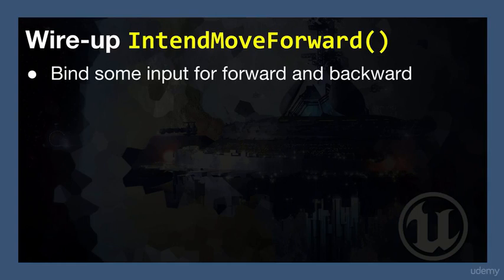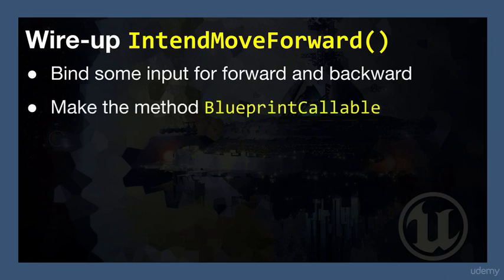Okay, what I want you to do is bind some input for forward and backward. That's relatively simple. It's actually just one axis. It's the left thumbstick Y axis. So it's a single binding. Call it move forward if you like. Make the method blueprint callable.